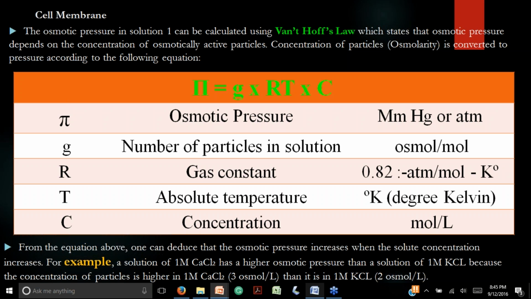This osmotic pressure has a formula that is directly proportional to the number of particles in solution. We have the gas constant and absolute temperature that are constant, and the concentration of the solutes. So in reality, we need to pay attention to these two components: number of particles and concentration of particles. Those are directly proportional to the osmotic pressure. The more concentration on one side, the more osmotic pressure. The more particles in solution, the more the osmotic pressure increases too.